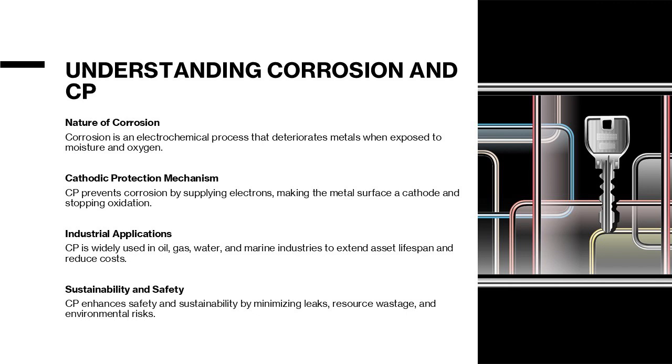Cathodic protection, CP, is a proven technique to mitigate corrosion by converting the protected metal surface into a cathode of an electrochemical cell. This is achieved by supplying electrons to the metal, preventing oxidation reactions that cause corrosion. CP is widely used in industries such as oil and gas, water distribution, and marine engineering because it significantly extends the lifespan of assets, reduces maintenance costs, and ensures operational safety.